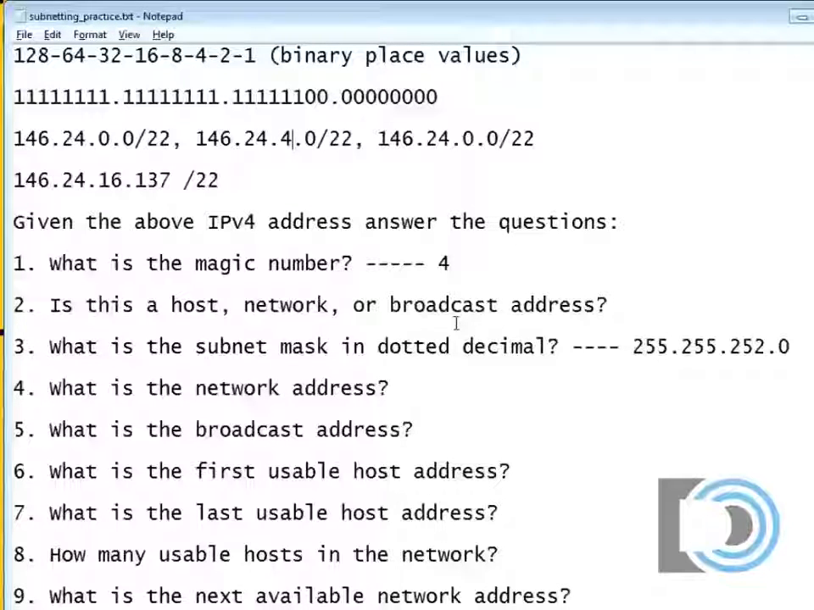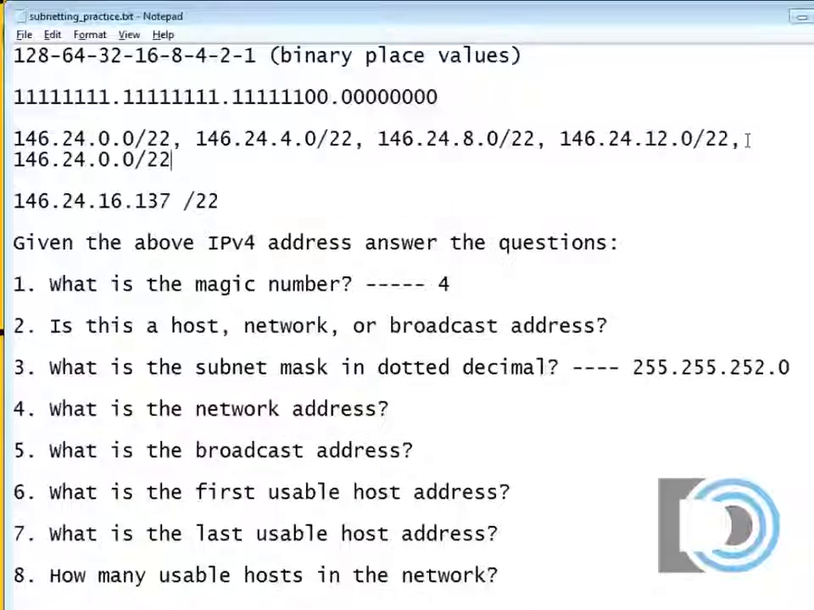So I'm already almost able to make a mistake, right? Where are the subnets going up by 4? Right here in the 3rd octet. So 0, 4, 8. You can see how easy it is to make a quick mistake and forget what you're doing. Lose your head. 12, right? 16, right? The next network would be what? 20. Okay, and then the next one would be what? 24. So these are all the networks.